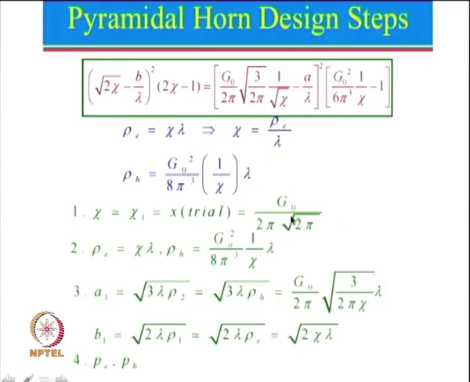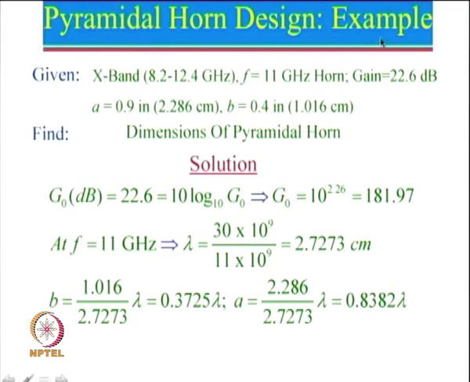If you try with this equation, it is possible that the left hand side may not be equal to the right hand side, so you may have to do some trials. I am just going to show you very quickly, and in the next lecture I will show you in more detail. If you calculate from the trial value, then you can calculate the rest of the parameters. There are some design equations given. There is a design for 11 gigahertz given for a given value of the gain over here. So that is the solution.